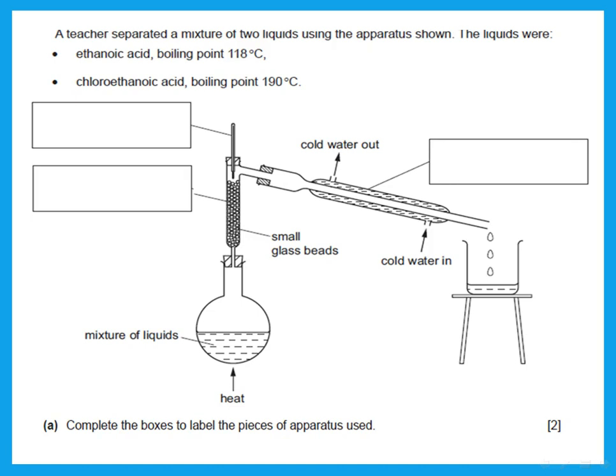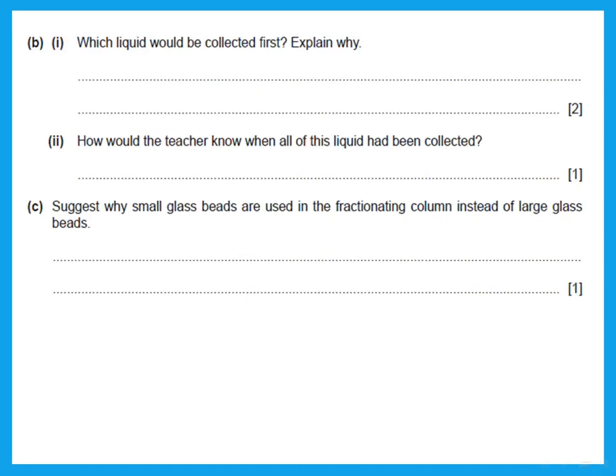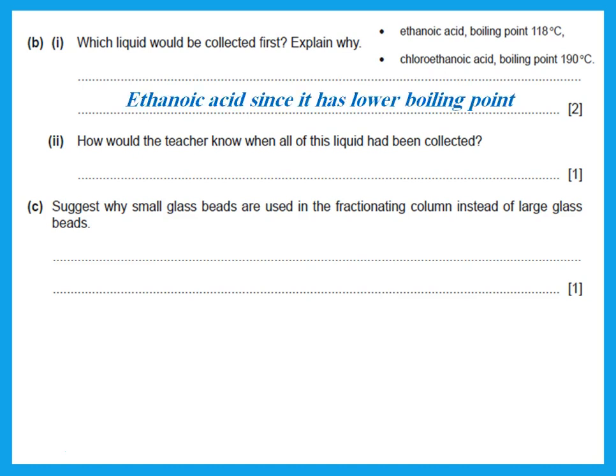So here, for example, you should realize that that is a thermometer. That is called a fractionating column, and that, of course, is a condenser. Now, which liquid will be collected first? Well, he says ethanoic acid has a certain boiling point. Chloroethanoic acid has another boiling point. The one that has lower boiling point is the one that is collected first. So in this case, the ethanoic acid would be collected first because it has a lower boiling point.